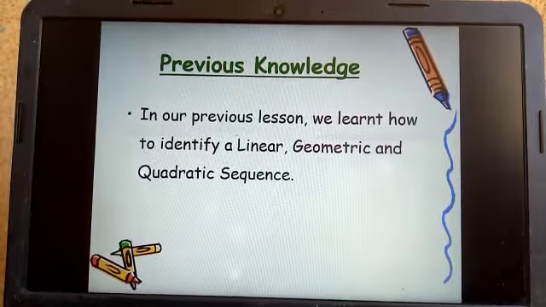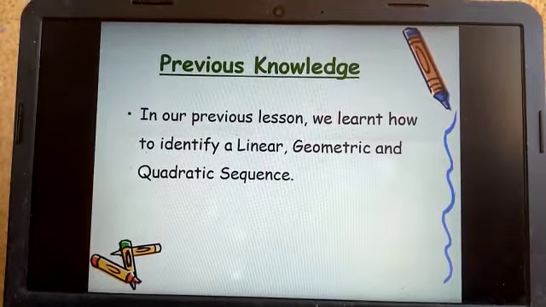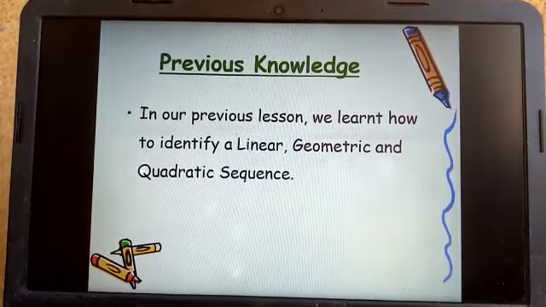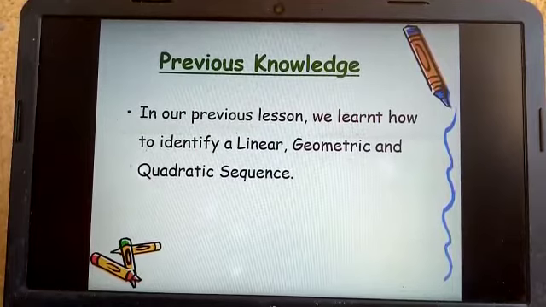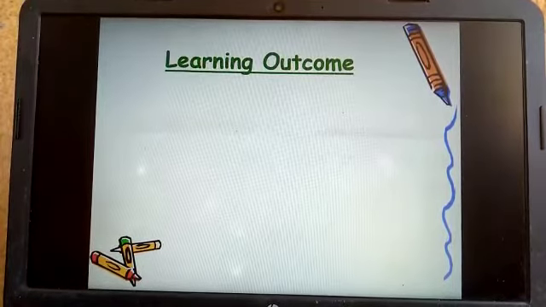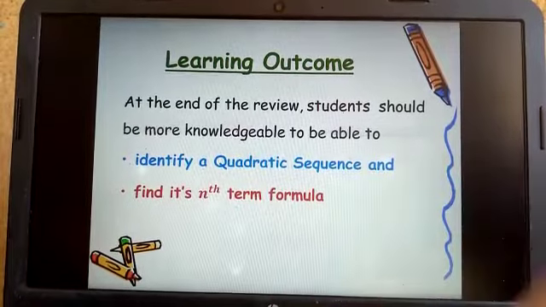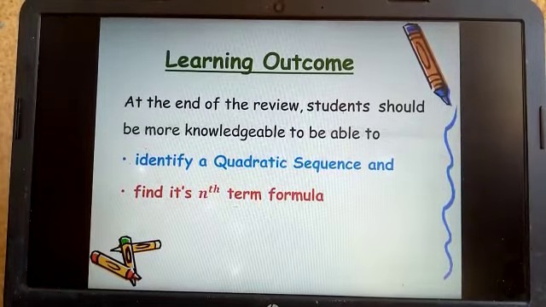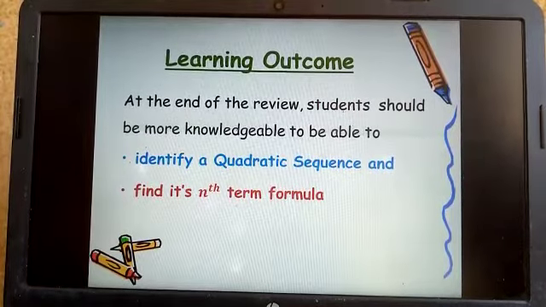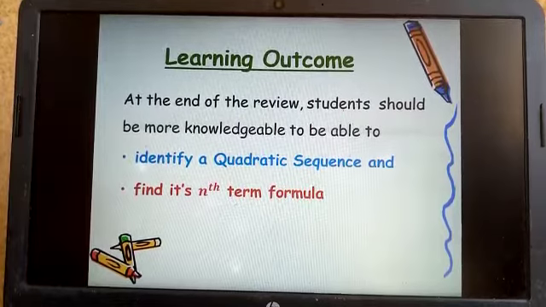In our previous lesson, we learned how to identify linear, quadratic, and geometric sequences. But today, I want us to review how to identify a quadratic sequence and find its end-term formula.